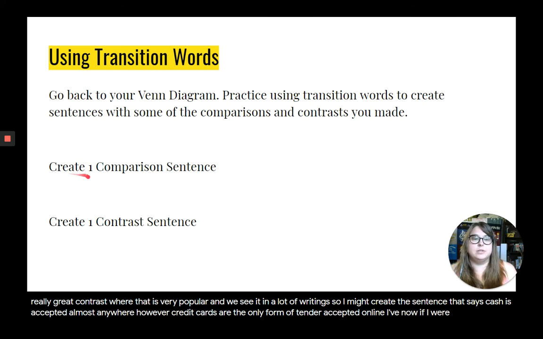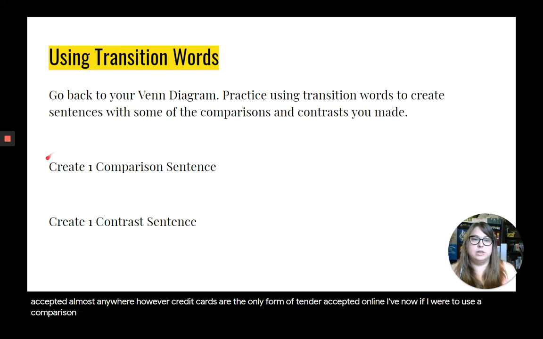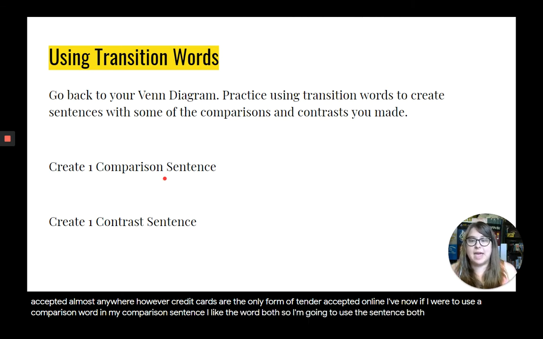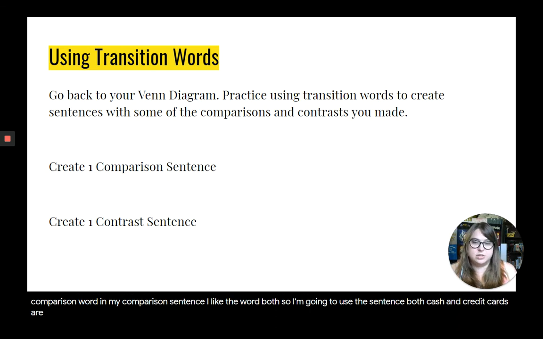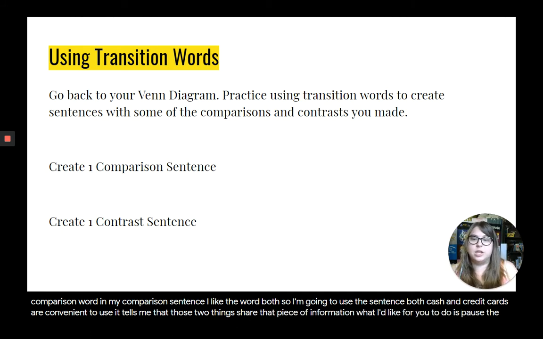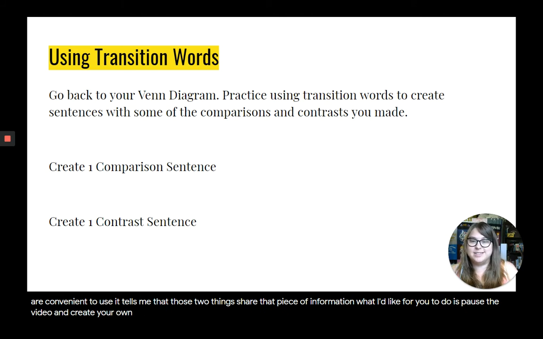Now, if I were to use a comparison word in my comparison sentence, I like the word both. So I'm going to use the sentence, both cash and credit cards are convenient to use. It tells me that those two things share that piece of information. What I'd like for you to do is pause the video and create your own comparison sentence and your own contrast sentence.